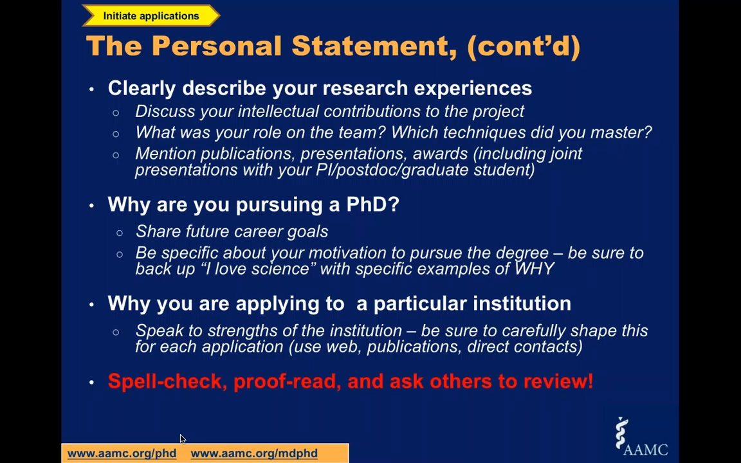And here, you again would want to mention any publications or presentations or even awards that resulted from work that you have been involved in. Each research experience that you have deserves a separate paragraph that describes that research experience.